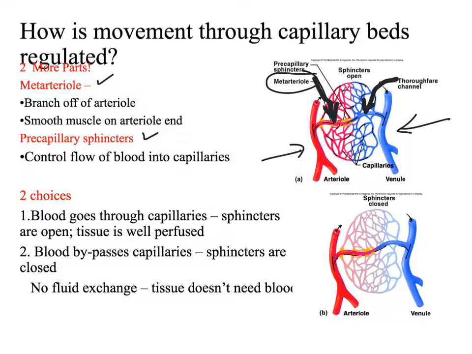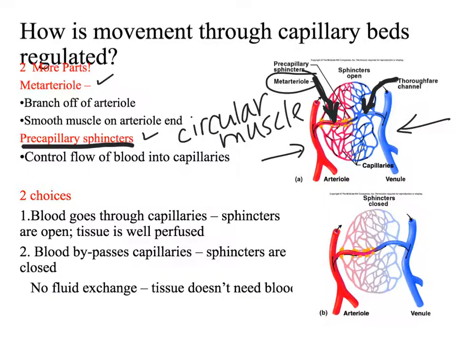Coming off of this meta-arteriole are things called precapillary sphincters. What's a sphincter? A sphincter is a circular muscle that can close things off. These little yellow spots are precapillary sphincters. So basically, the blood can flow onto this bypass.